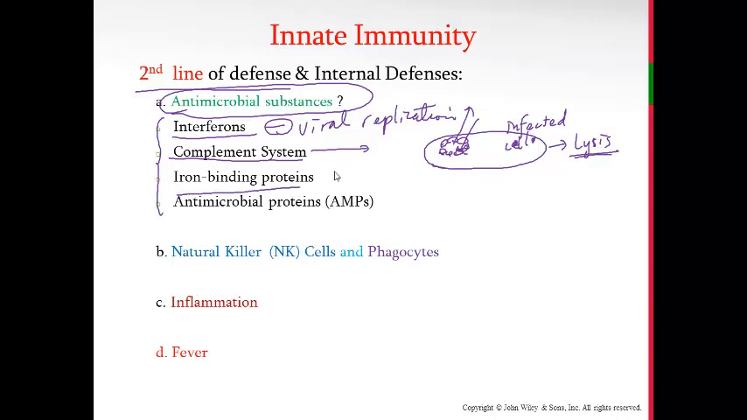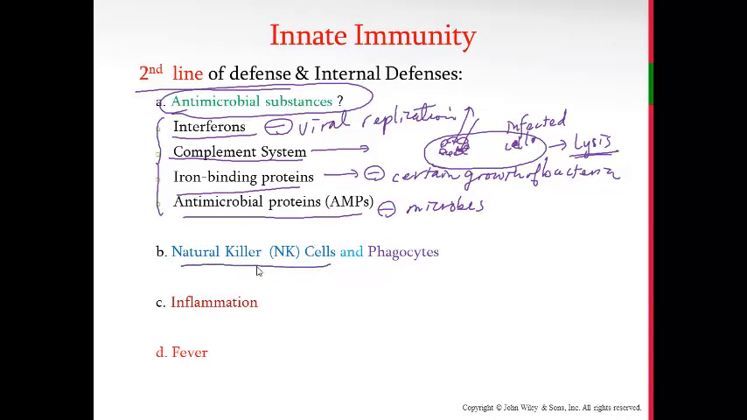Now, iron binding proteins, for instance, like transferrin, they also have their way of inhibiting certain growth of bacteria. And our antimicrobial proteins have their way as well to inhibit microbes. Okay. Now, natural killer cells work really by killing the infected cells. So they will secrete, for instance, structures similar to the pore, as well as release enzymes to break the cells down, break the contents inside. We also have phagocytes. We'll see it in a moment that phagocytize the microbes or foreign pathogens and degrade them. Now, inflammation is a very strong response to help fight off pathogens in a site of injury.